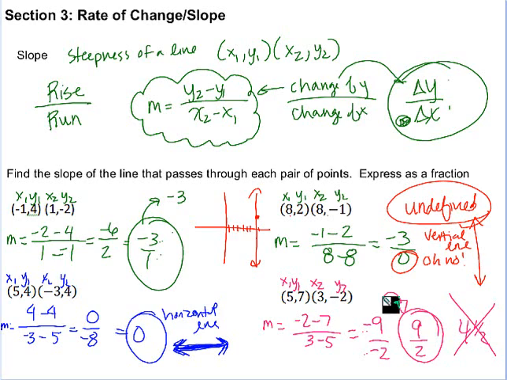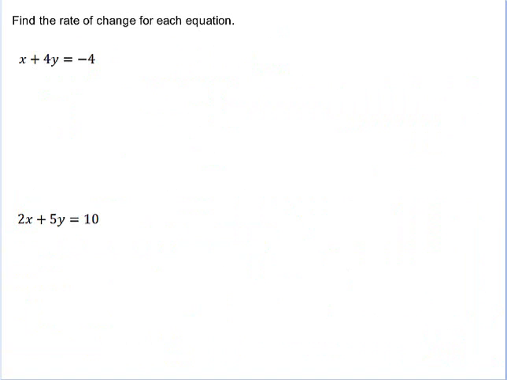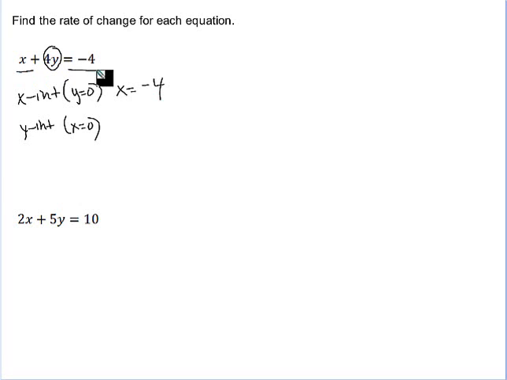All right. Next example, we want to find the rate of change for each equation. So we want to find the slope. So the way how we can do this is we can actually think of finding our x-intercept and our y-intercept. Okay, so I'm going to find the x-intercept and the y-intercept. Remember, x-intercept is when y is 0, y-intercept is when x is 0. So our x-intercept here, if y is 0, our x-intercept is negative 4. So we just have x equals negative 4.